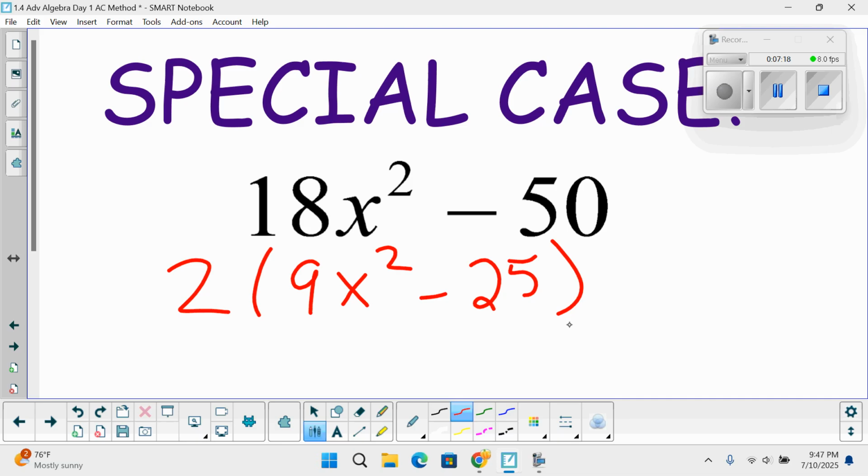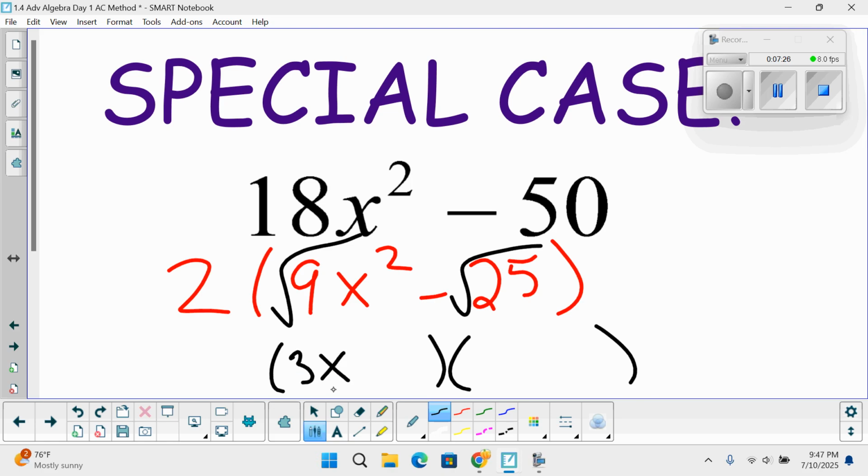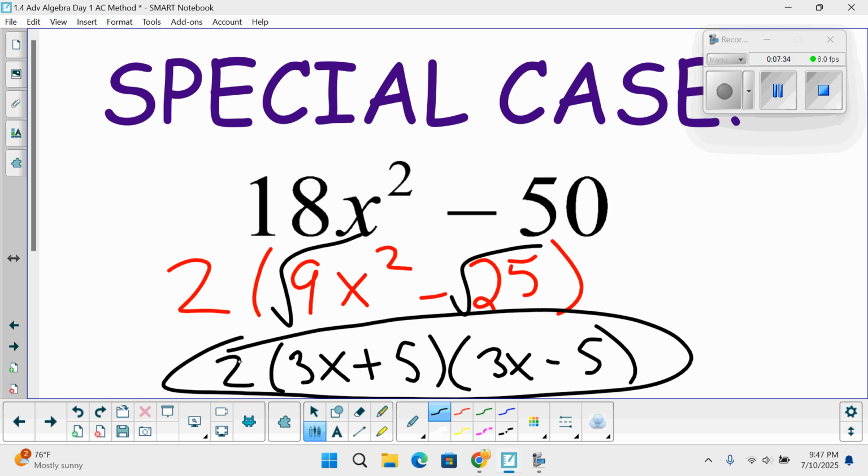I would not use the AC method on this. I'm noticing these are both perfect squares. So you can simply square root them both. The square root of 9x squared is 3x, of course. And the square root of 25 is 5. If you make one a positive and one a negative, that is how it would be in factored form.